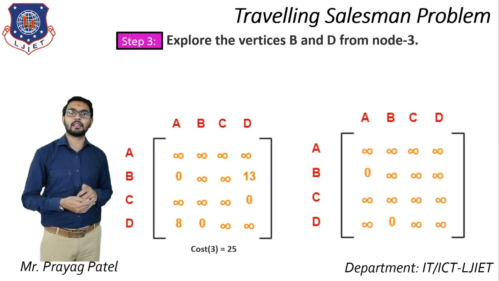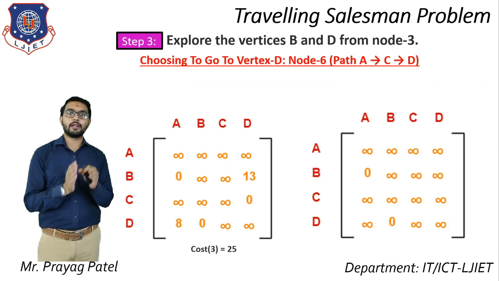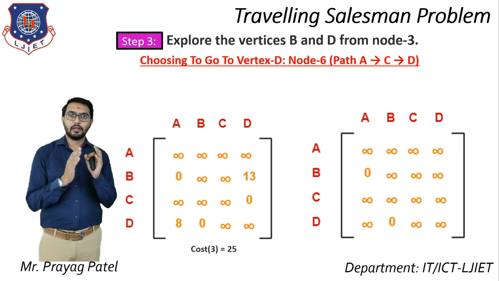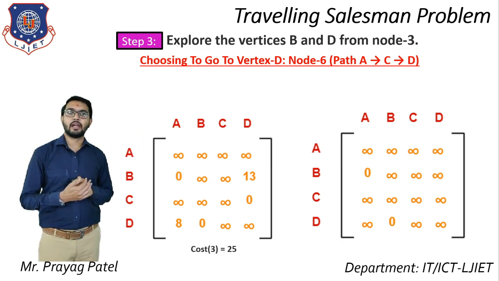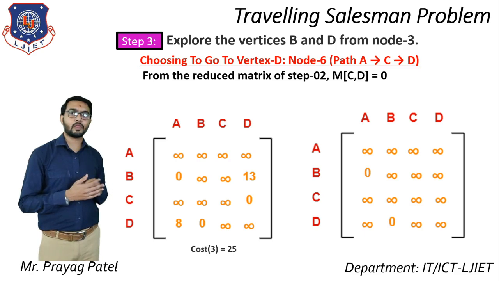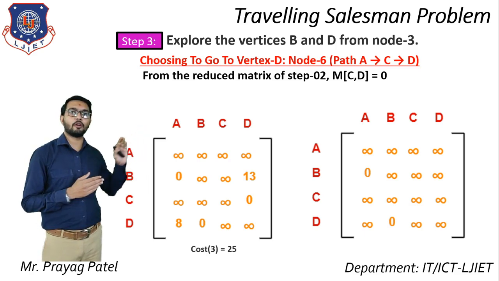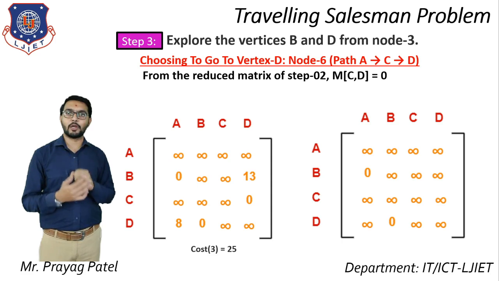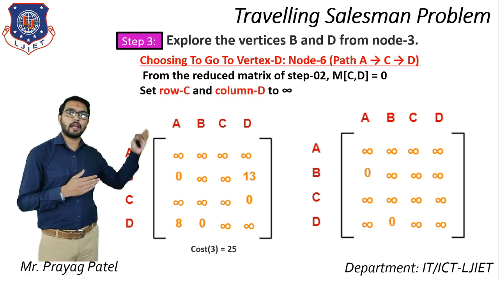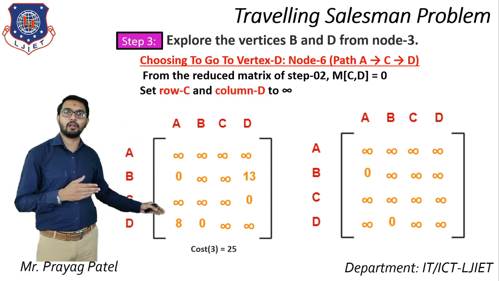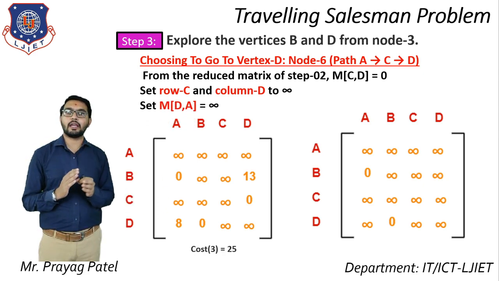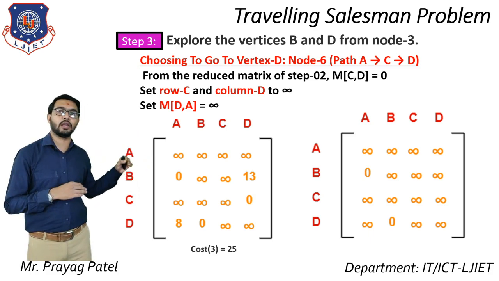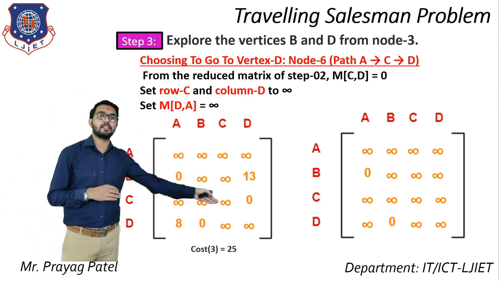Now consider the next path, A to C to D, because there are two possibilities after the selection of A and C: B and D. So here consider the D option, which means selecting the path A, C and D, and the node number is 6. Now consider the old value of M[C][D] equal to 0, according to our step number 2. Now set row C and column D as infinity from this node 3 matrix. After that, set location DA as infinity. After these three infinity operations, your resultant matrix is the second matrix.